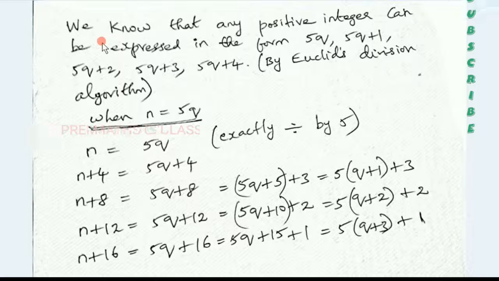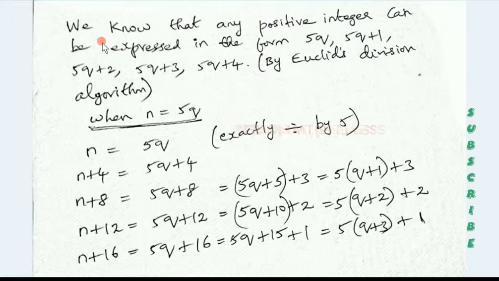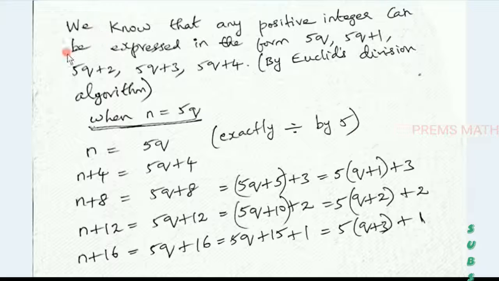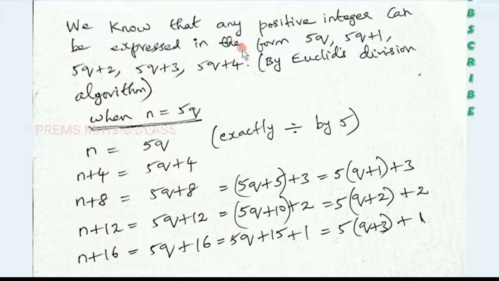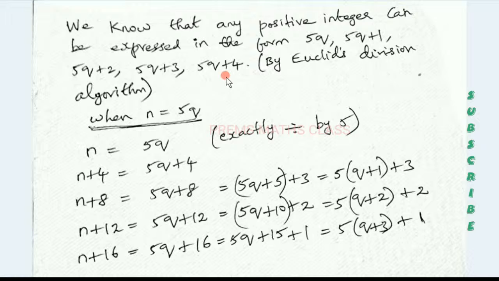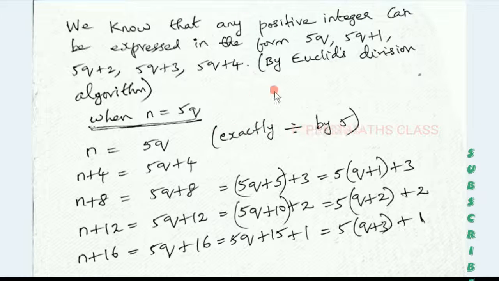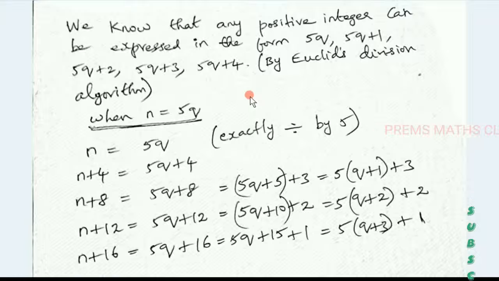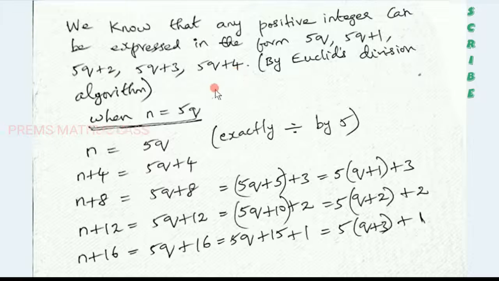We have to prove that one and only one of n, n+4, n+8, n+12 or n+16 is divisible by 5. For that, by Euclid's division algorithm, we know that any positive integer can be expressed in the form 5q, 5q plus 1, 5q plus 2, 5q plus 3 or 5q plus 4.